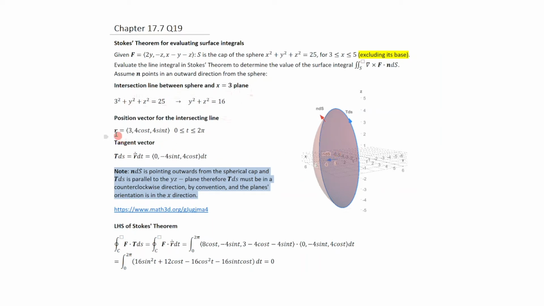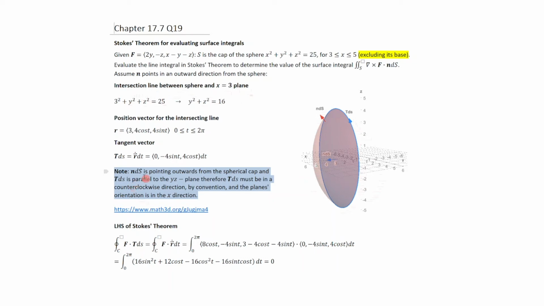Now we need to know what the position vector for the intersecting line is. For x equals 3, that puts it out here, and then we're just tracing out a circle: 3, 4 cos t, 4 sin t, with t from 0 to 2 pi. If you go from 0 to 2 pi, you'll find that you're tracing the circle in this direction, and that's consistent with the right-hand rule. The tangent vector is just the derivative with respect to t, and we end up with this expression here, which is in fact the t ds that you see there.